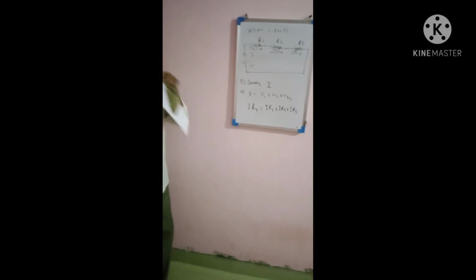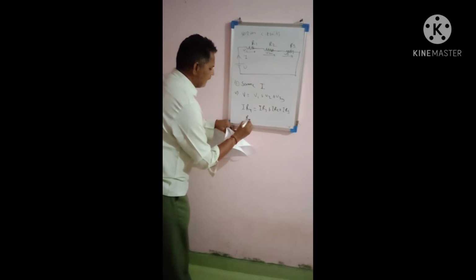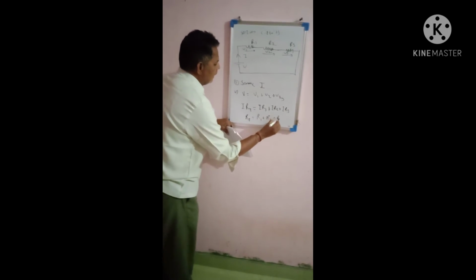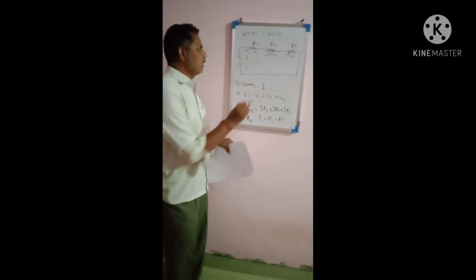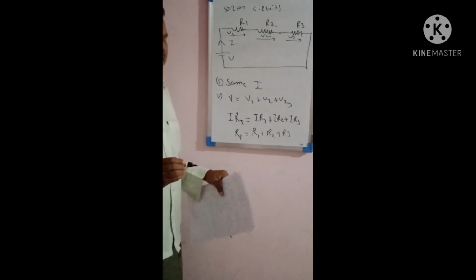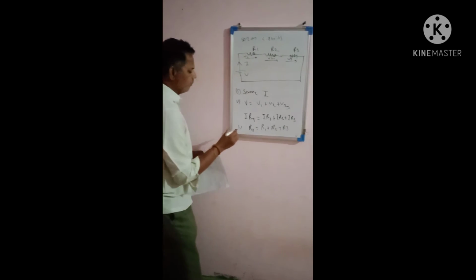From this expression, we can achieve a new relation: the total circuit resistance R_T becomes R1 plus R2 plus R3. In series circuits, the equivalent or total resistance is the sum of all the resistances connected in series. This is the second or third property of series circuits.